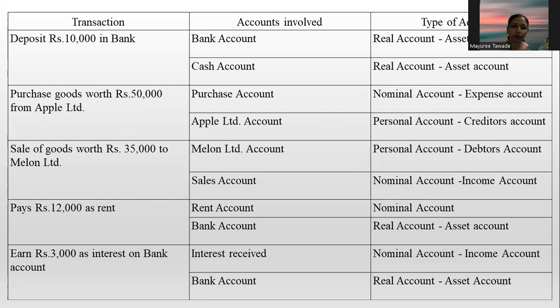No. On rupees 3,000 as interest on bank account, that is interest received, which is the nominal account and an income for us, and bank is the giver. So in this context, the real account, that is the bank account, is credited.